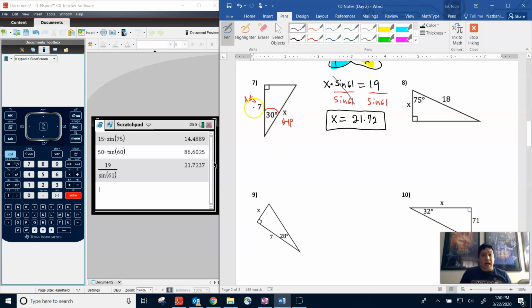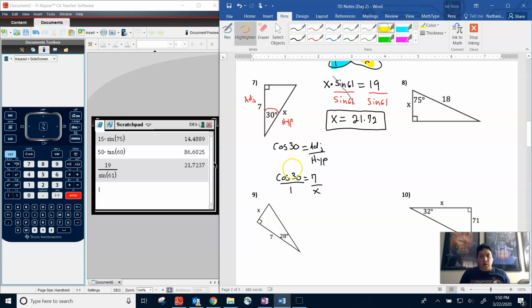Now, what function uses hypotenuse and adjacent? Cosine does. So this is going to be a cosine equation. Cosine of how many degrees? 30 degrees, because it's 30 degrees. Equals the adjacent over the hypotenuse. Once again, you could skip this step if you're quick. So we're going to say cosine of 30 is equal to our adjacent, which is 7, over our hypotenuse, which is x, and we're going to put this one over 1.